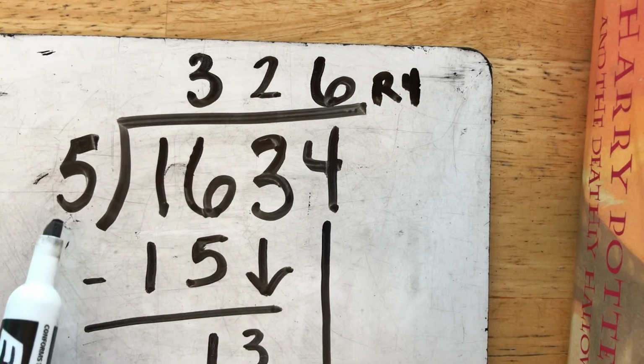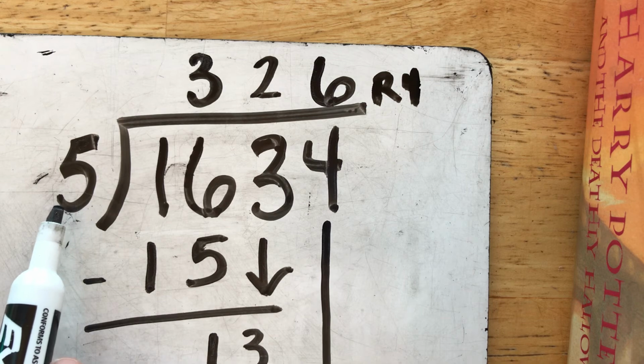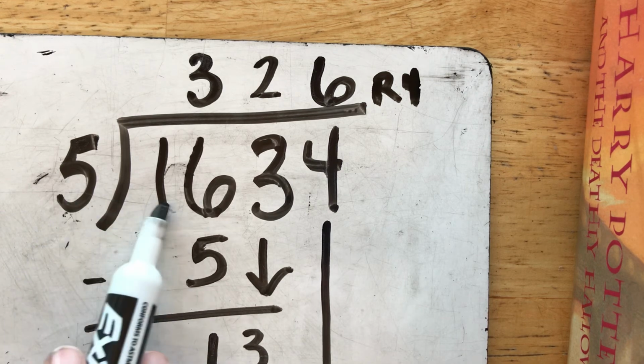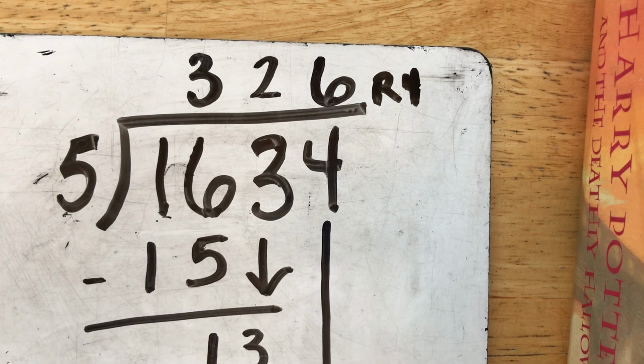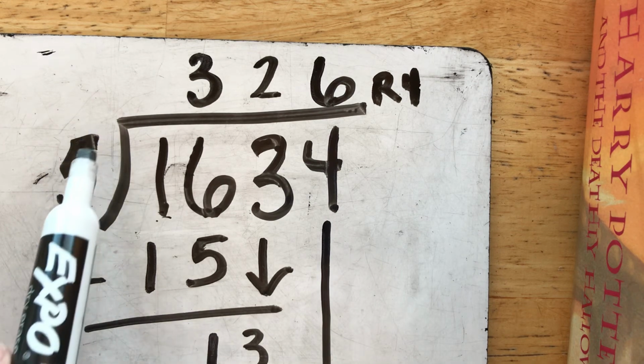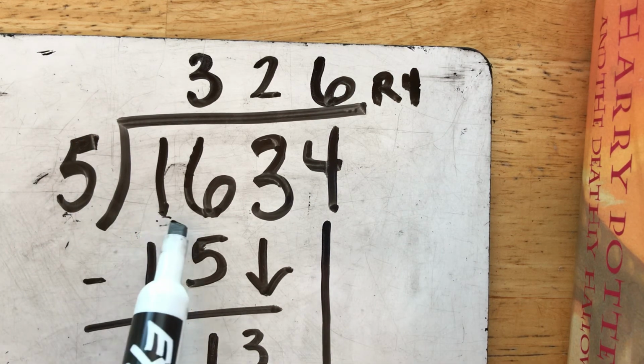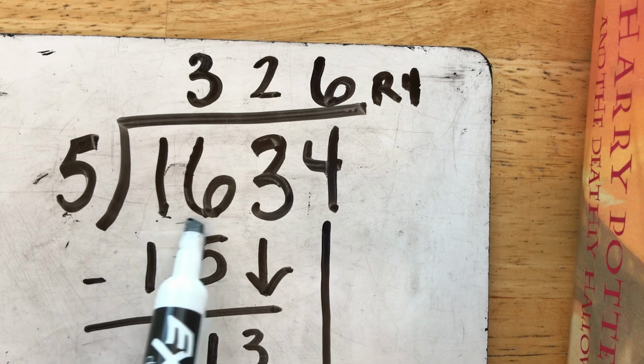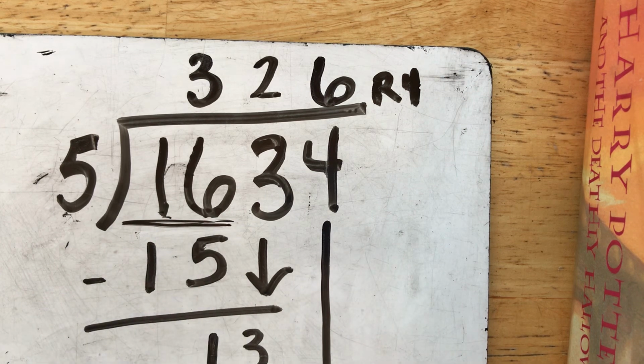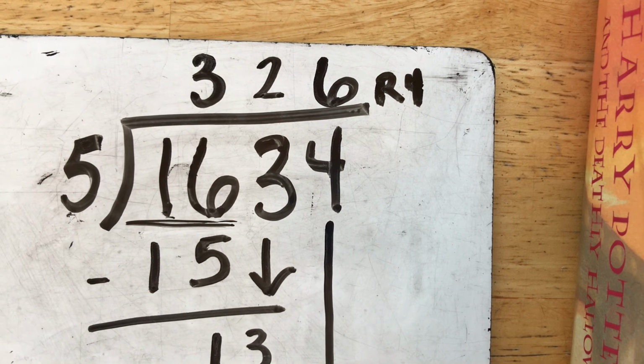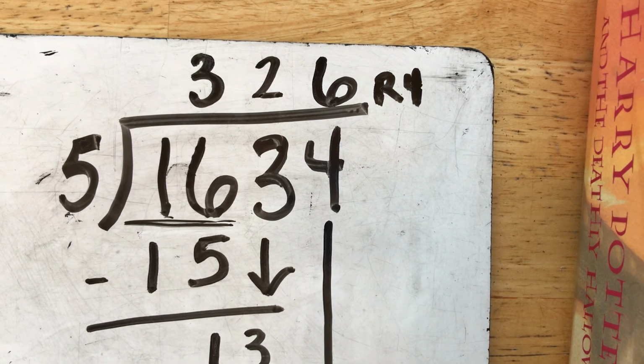So we might have a problem like the first one where our divisor can go into the first digit of our dividend, but we might have a problem like this where our divisor, 5, cannot fit into the first digit, so we have to look at the first 2 digits. And that would be how we are going to be dividing for today and tomorrow.